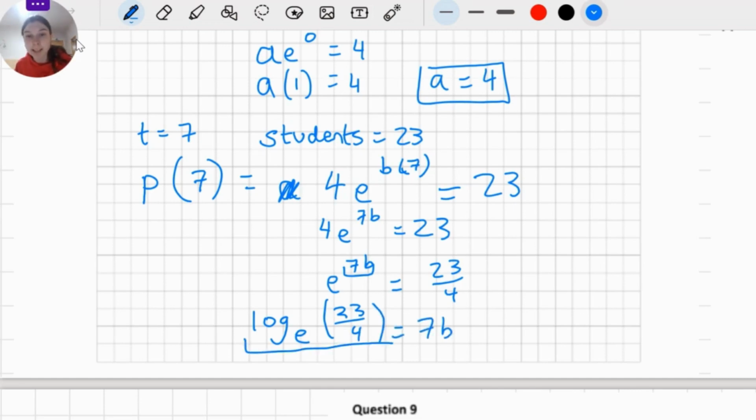So pop all of this in a calculator. We get log to the base E of 23 over 4. We're getting 1.75 equals 7b. So divide both sides by 7 to get b. And we're getting 0.25 equals b as required.